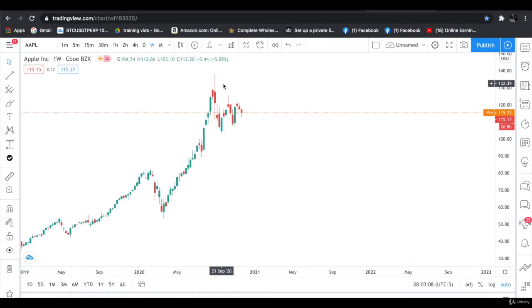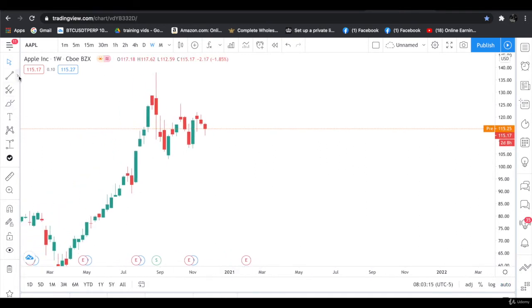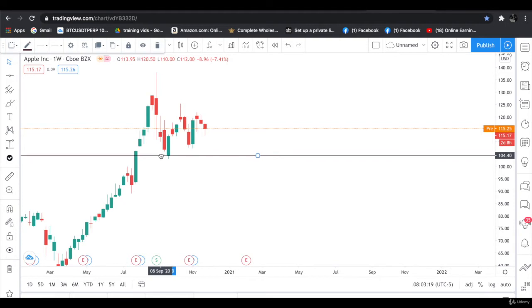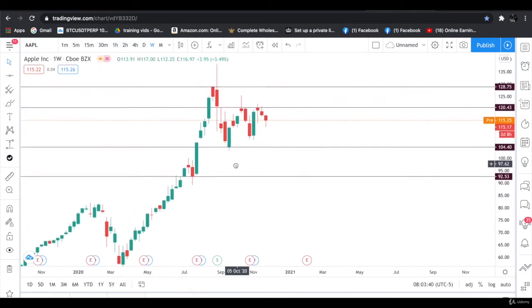Let's mark the support and resistance zone. We got one support over here. Let's mark it. This is our support level. We have one resistance level over here. We have another resistance level over here. And we have one support level over here. Now the support and resistance levels are marked.